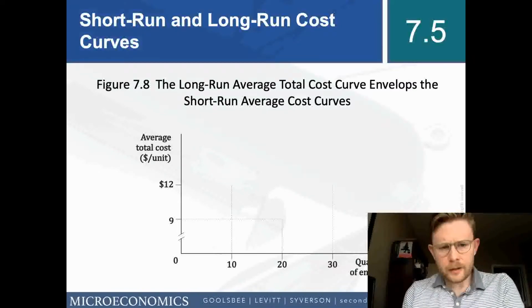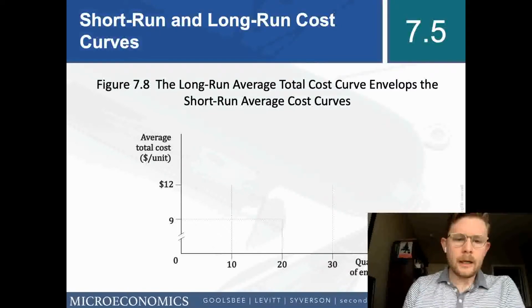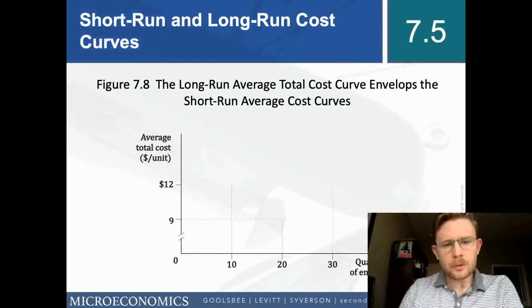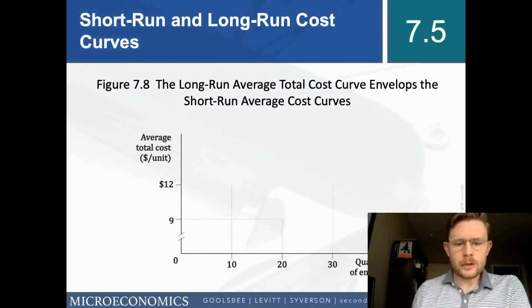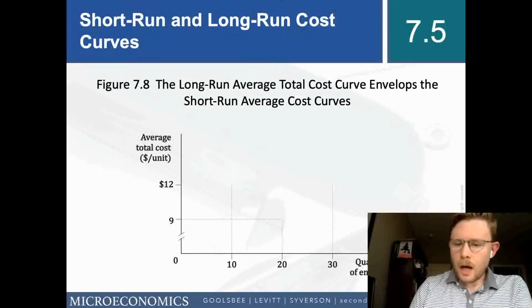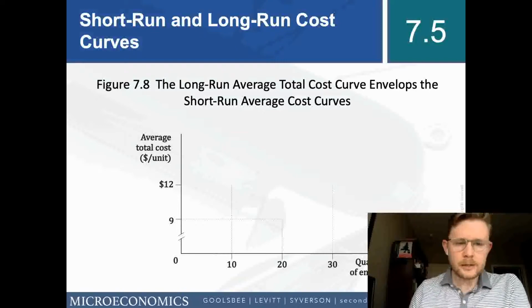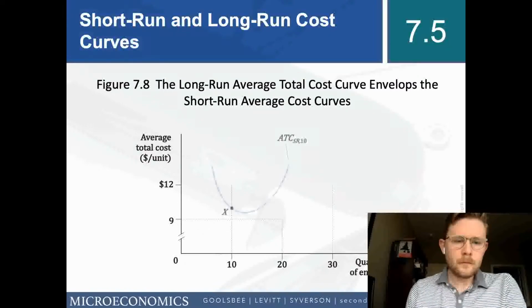To better illustrate this, we're looking now at the long run average total cost curve and how it relates to the short run average cost curves. Remember, average cost curves are always just the cost curve, whether we're talking about fixed costs or variable costs or total costs, divided by the amount that is being produced, right? You're just dividing whatever that number is by Q.